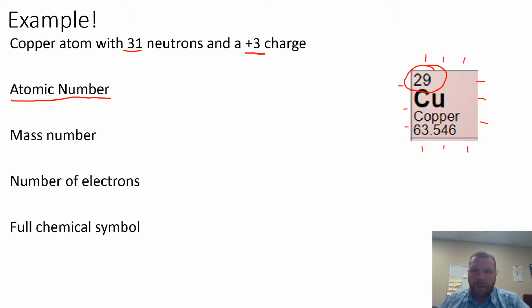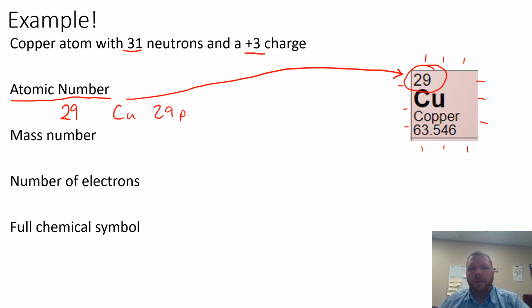The atomic number is a number that comes directly from the periodic table. For copper, the atomic number is 29, which means that copper has 29 protons. There are no other atoms that have exactly 29 protons, because if you make an atom with 29 protons, no matter how many neutrons or electrons, you are talking about copper. So the atomic number for copper is 29. I will highlight that there.